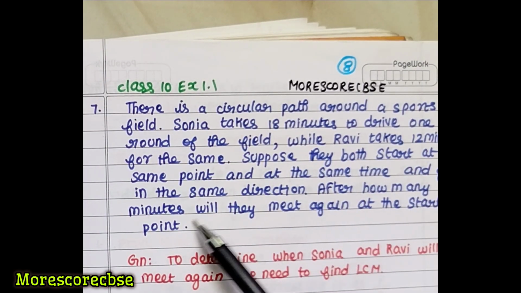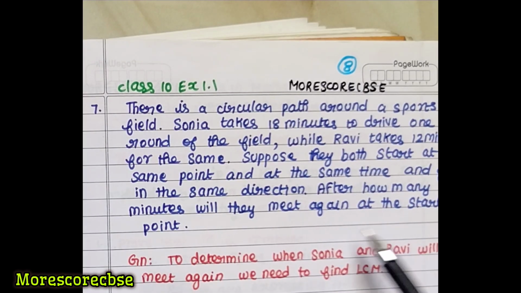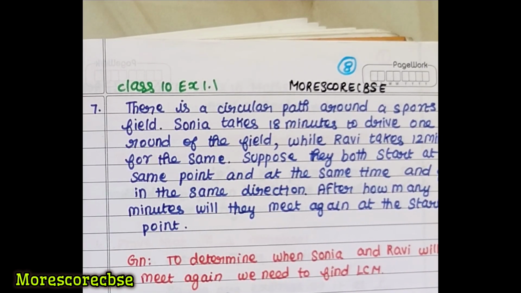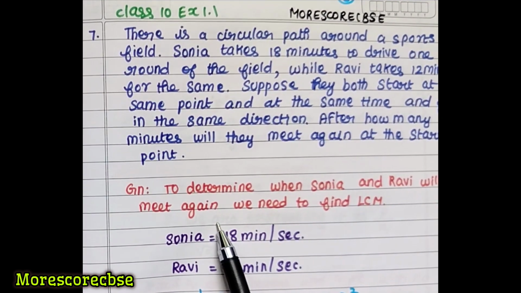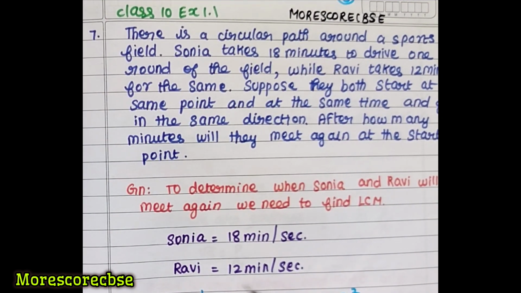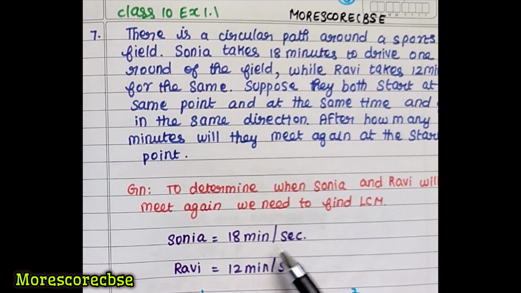After how many minutes will they meet again at the starting point? So here they have given, we need to determine when Sonia and Ravi will meet again. So we need to find the LCM. Sonia is taking 18 minutes and Ravi is taking 12.